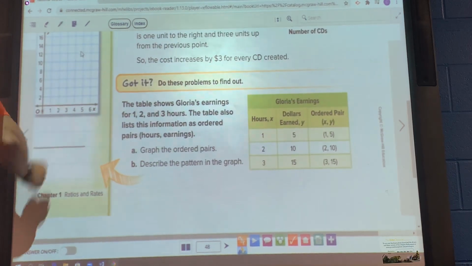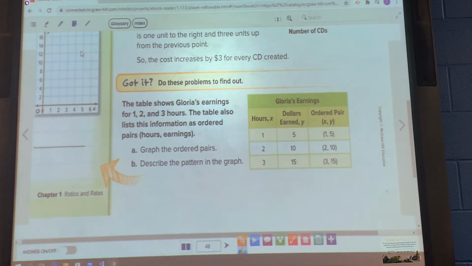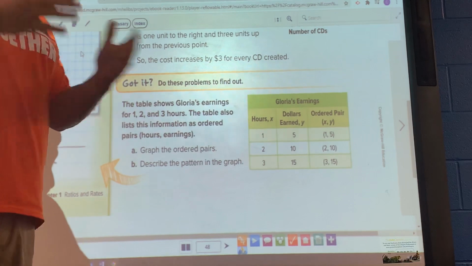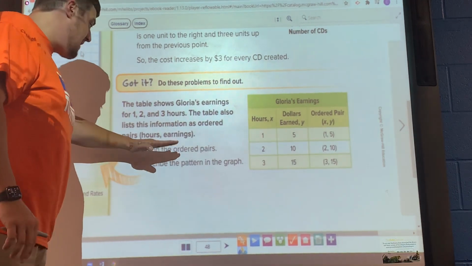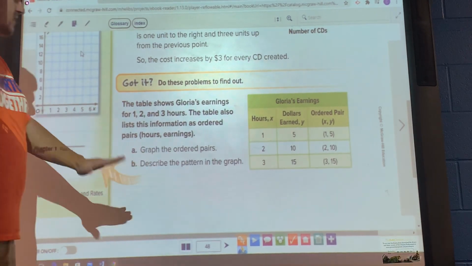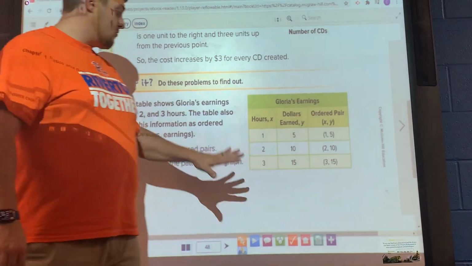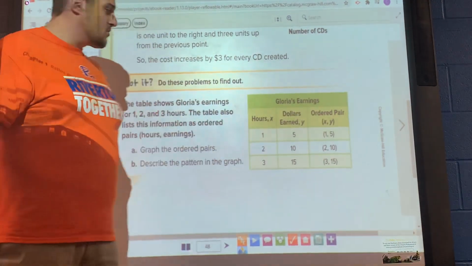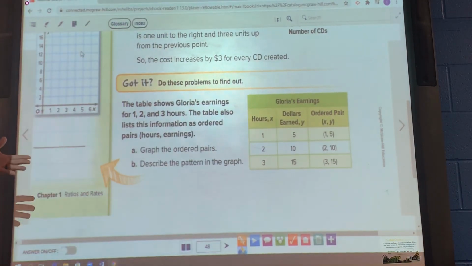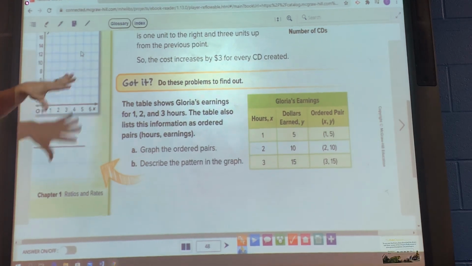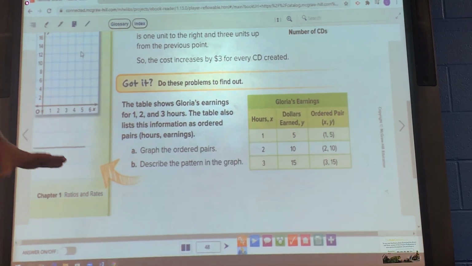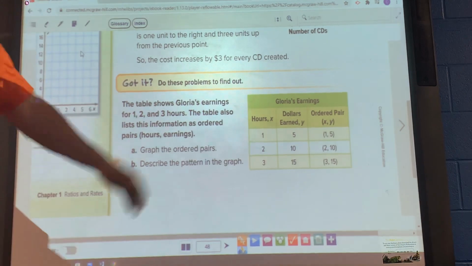Okay? So let's go back, and you guys are going to do A and B down at the bottom of page 48. So I want you to pause the video, just like we've done in the past. Go ahead and do A and B. So A is just graphing the pairs, B is describing the graph. And they've already done the table for you, so that's a lot of extra work that you don't have to do. They just want you to graph it and then describe the graph. So go ahead and pause the video and then come back and we'll go through this together.